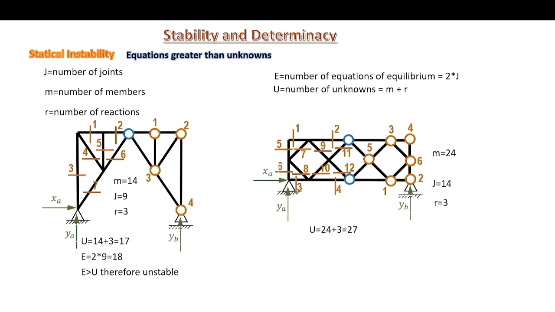We have 3 reactions and the unknowns are 24 plus 3, M plus R equals 27. The unknowns again are the internal forces plus the external reactions. The number of equations is 2 multiplied by the number of joints equals 28. The equations are greater than the unknowns, therefore this structure is statically unstable.